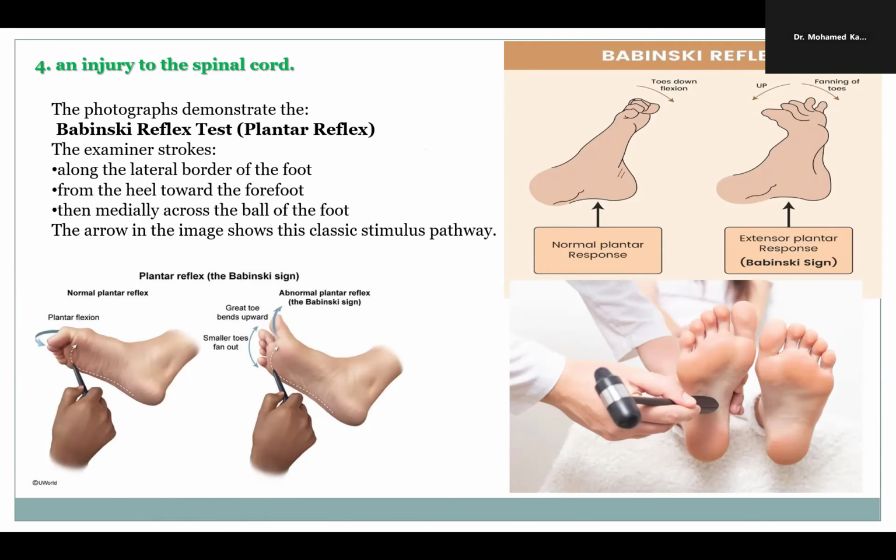If this is negative or we have a normal plantar response, what should happen? Flexion. We can see flexion of the toes. But if we have an abnormal response, what will happen? The great toe will go upward and the smaller toes might fan out. So again, normal response is flexion of the toes. Abnormal response will be extension of the big toe and fanning of the toes.